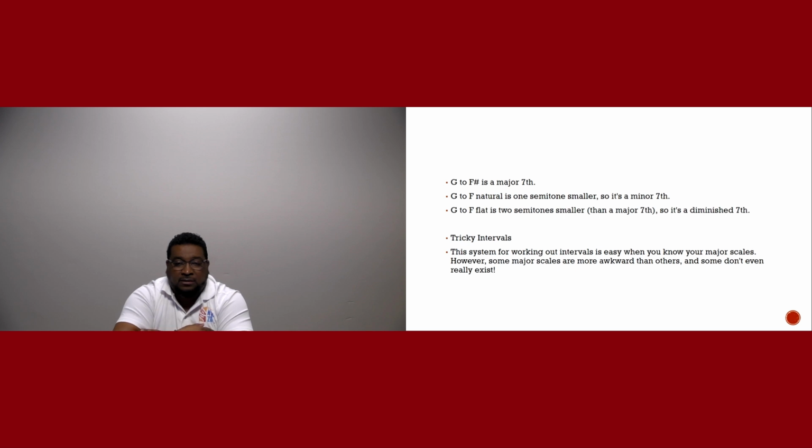A minor seventh. G to F flat is two semitones smaller than a major, so it now becomes a diminished. Because here, G to F natural, if we put F sharp, G to F sharp is our major seventh. If we put F natural, it makes it smaller, so it becomes a minor. And if we put F flat, it becomes even smaller, so now it's a diminished.